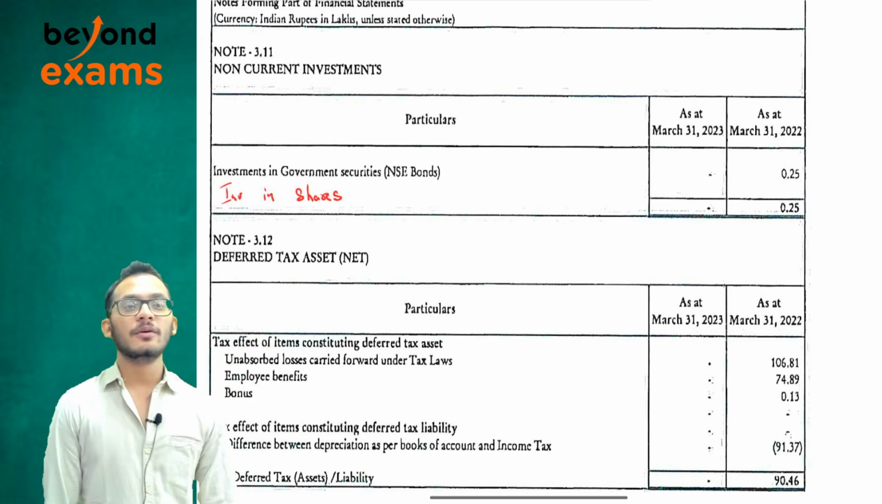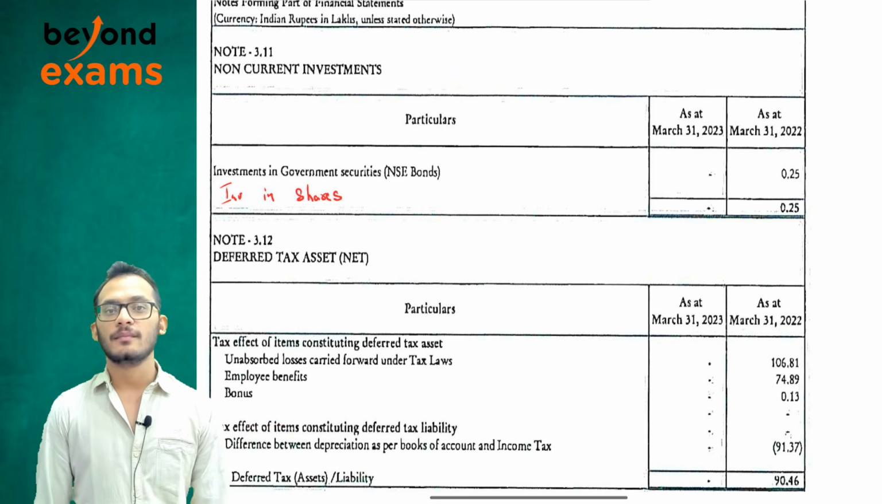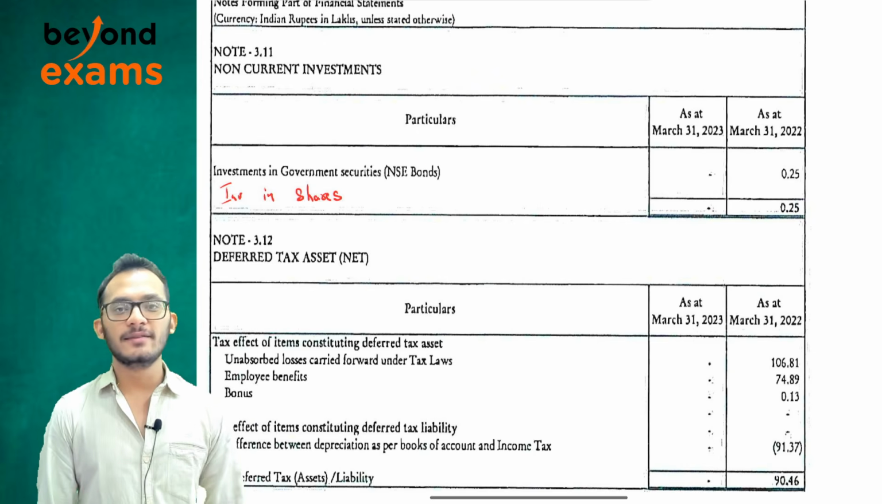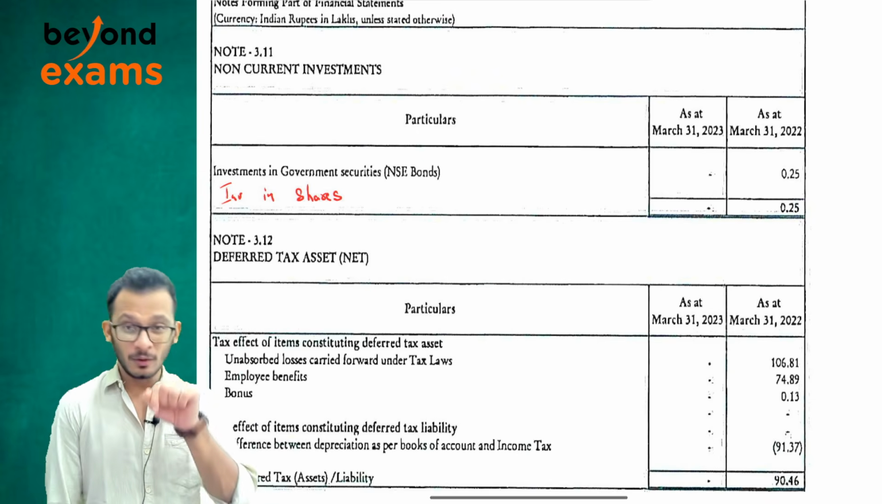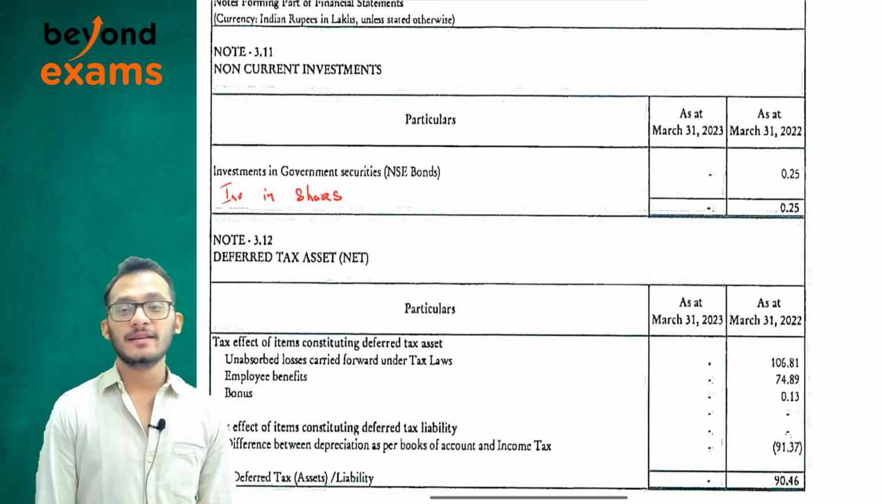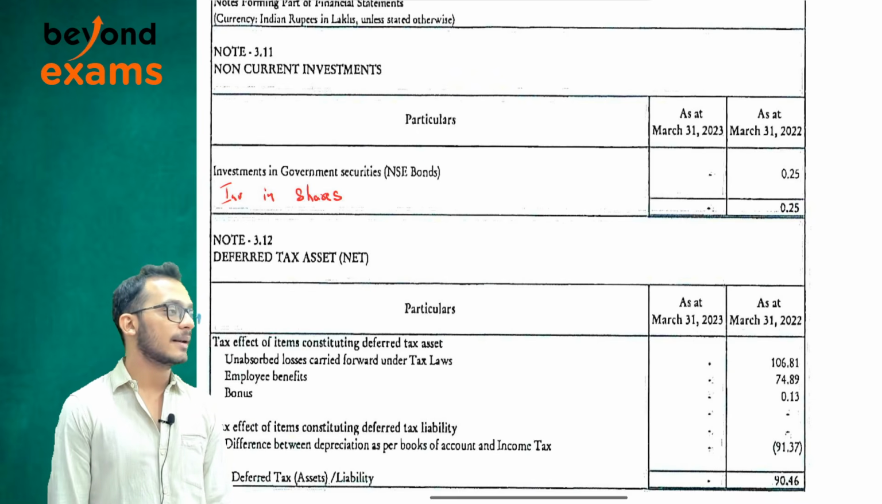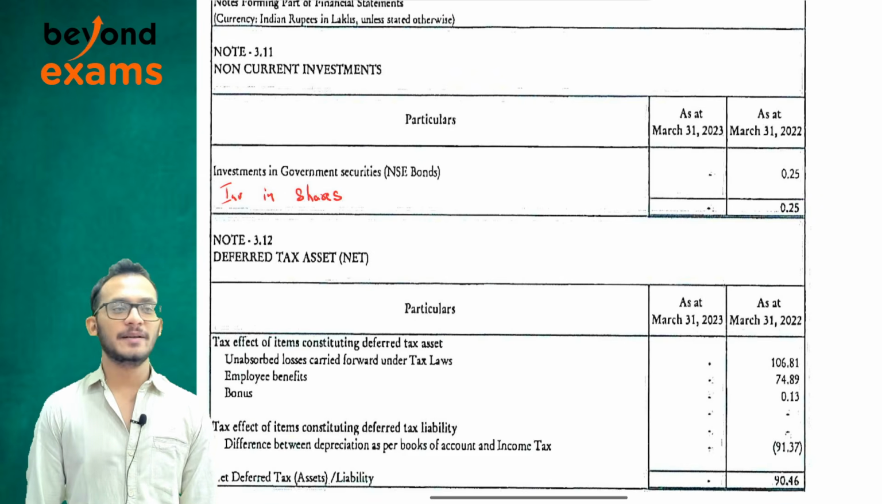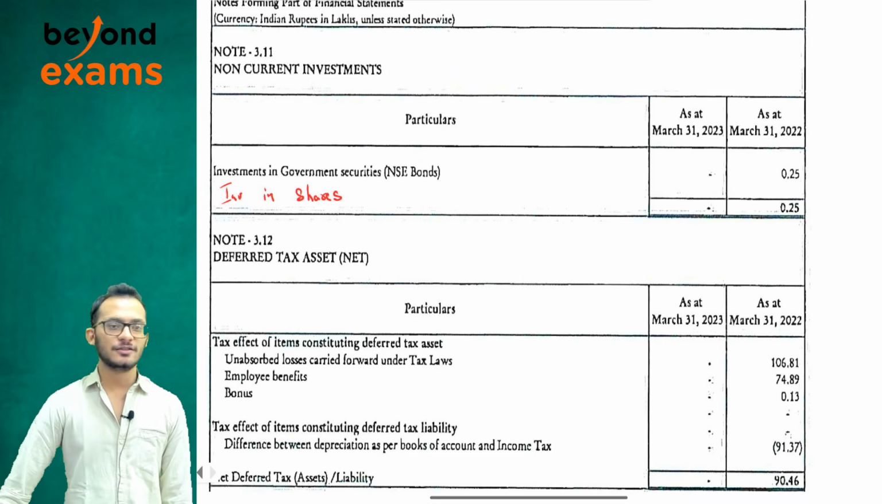Fourth thing, if you are going to have an investment in shares, it is obvious that you're going to receive dividends. And if you receive dividends, you can claim expenses. What expenses can you claim against dividends? You can claim interest expense, up to a maximum of 20% of the dividend income.